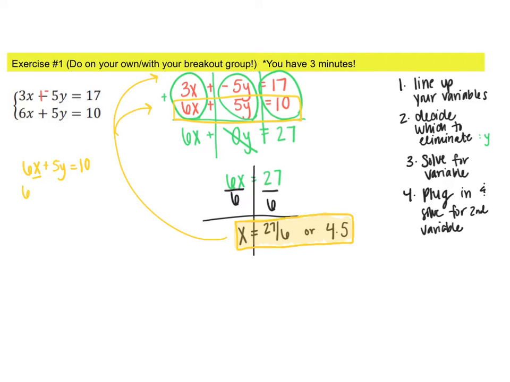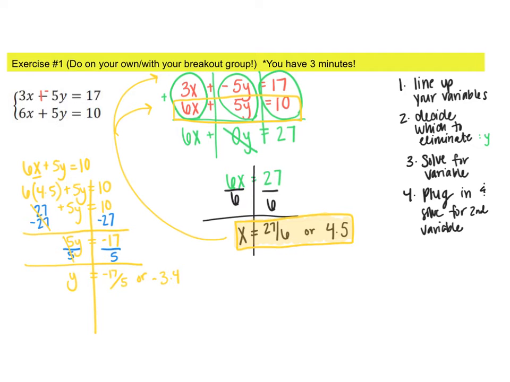So it becomes 6 times 4.5 plus 5y equals 10. Go ahead and get y by itself and tell me, what does y equal? Solve for y. Take about 30 seconds to do this. You have calculators, so you should not need more time than that.